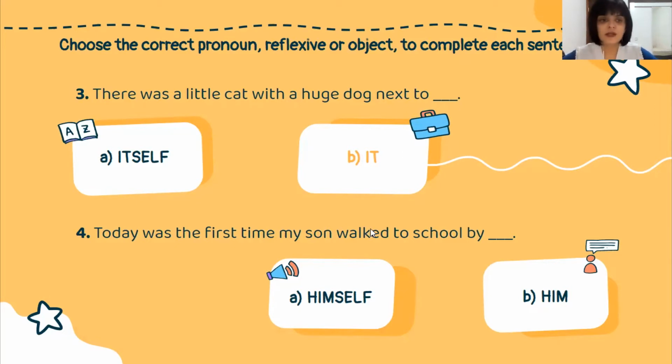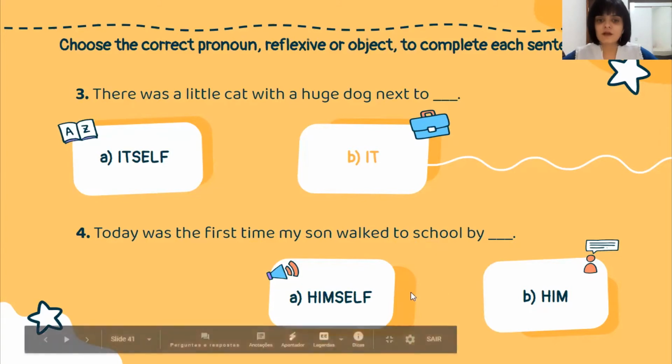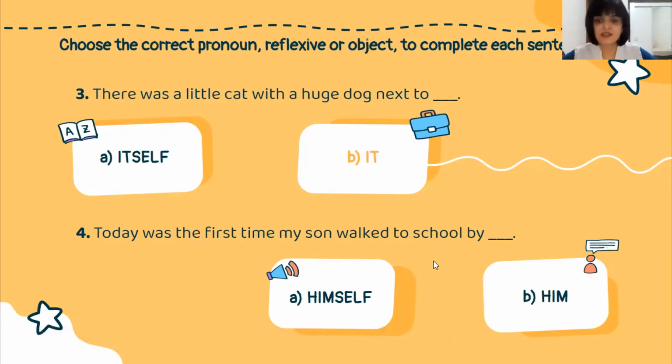Now, guys, the fourth one. Today was the first time my son walked to school by... So, which one of these words do you think is appropriate? Himself or him? Qual dessas palavras?